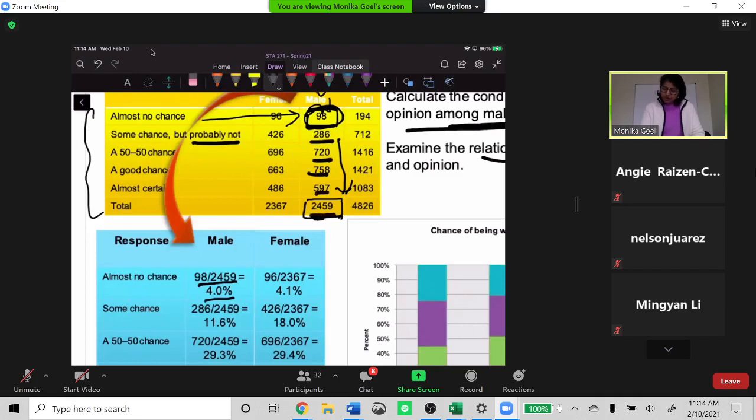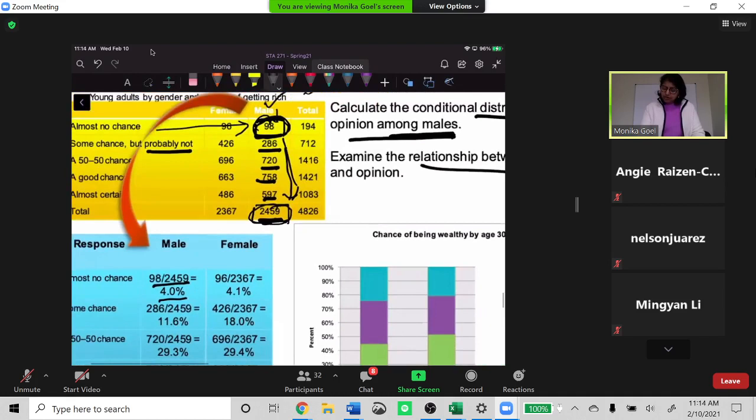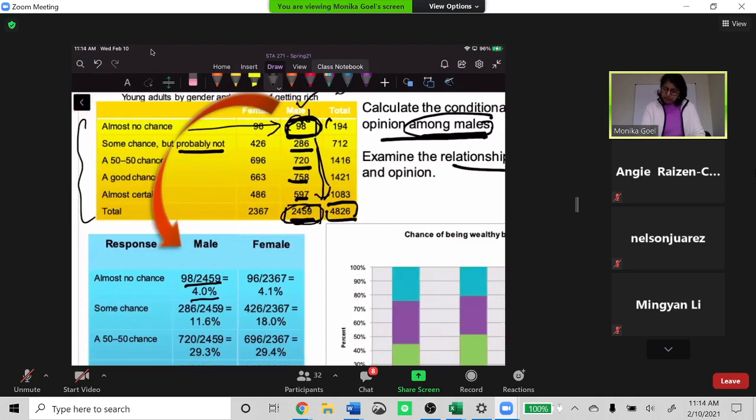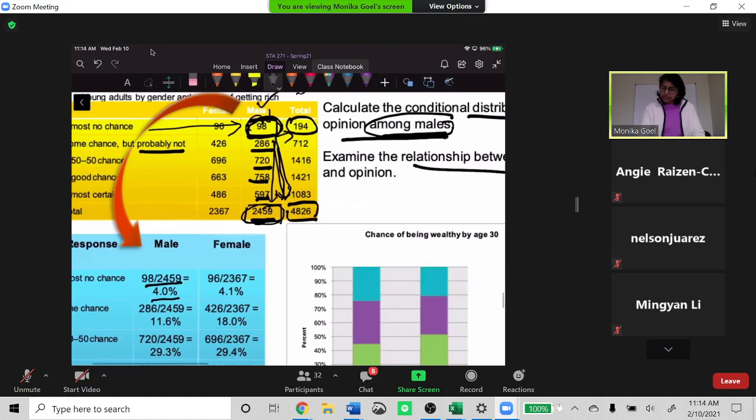So you see, we are going inside a cell and then dividing with the margin, the margin of the row or the margin of the column, because it says among males. If it says among all, then I will divide with this. Or if it says among the total people who say almost no chance of getting rich, which is 194. So again, I have three options, either this or this or this. But the question is asking me only among males. So I am going with this option.